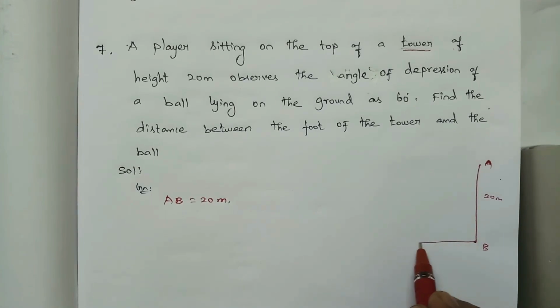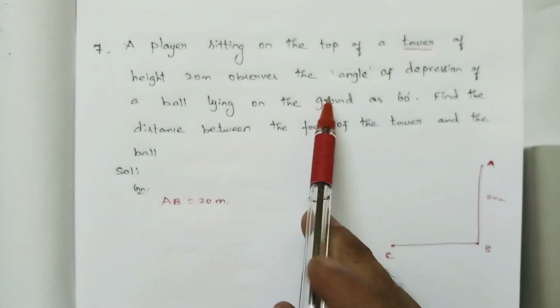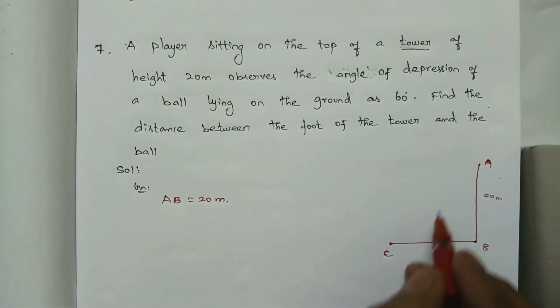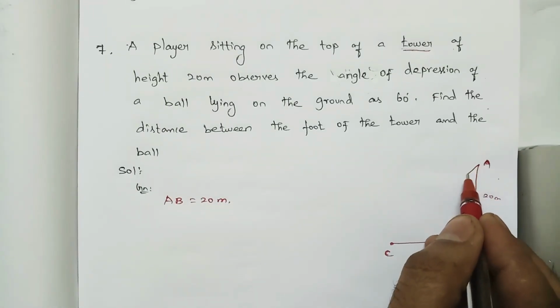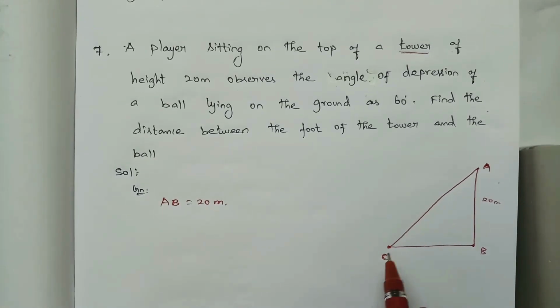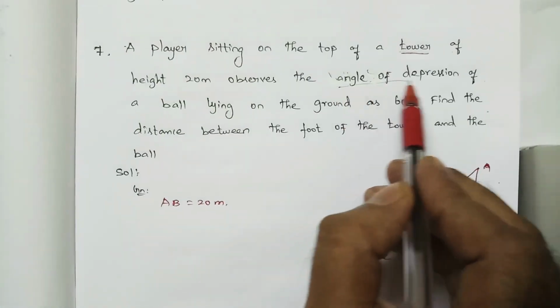So this is the ground, right? And the point C is nothing but a ball. So the angle of depression of a ball lying on the ground is 60 degree. So the boy is seeing the ball at an angle of 60 degree. But is it angle of elevation or angle of depression, right?